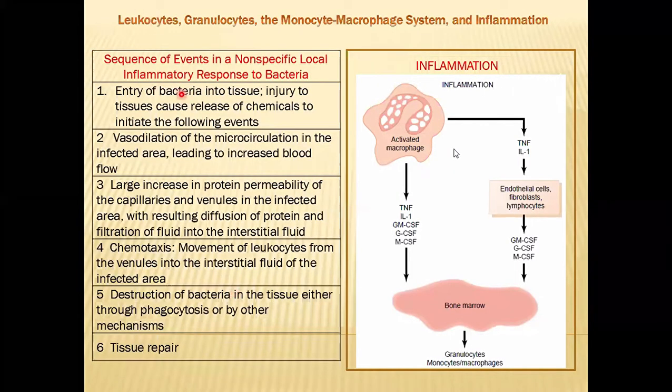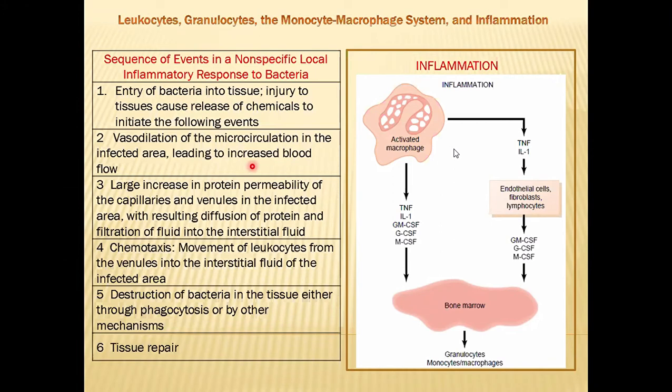Okay. So, the sequence of events in a non-specific local inflammatory response. The first is entry of bacteria into the tissue, which causes tissue injury. This tissue injury then releases chemicals to initiate the succeeding events. The first event is vasodilation of the microcirculation in the infected area, leading to increased blood flow.